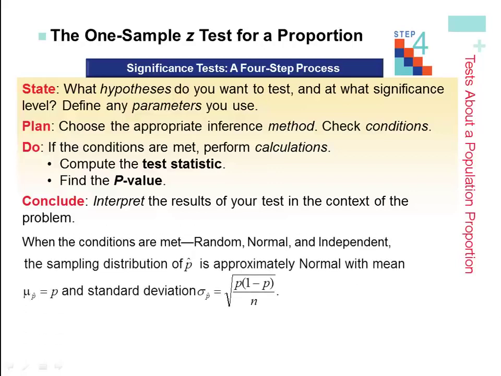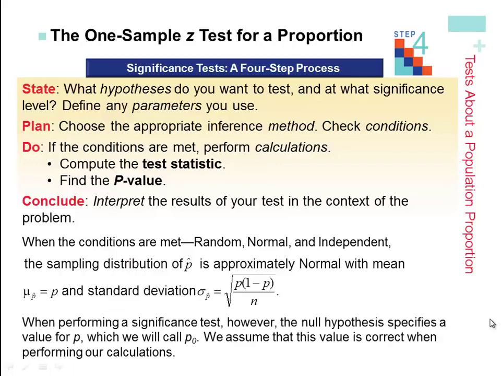When the conditions are met, the normal, random, and independent, the sampling distribution of p hat will be approximately normal with a mean of p and a standard deviation of the square root of p times 1 minus p divided by n.